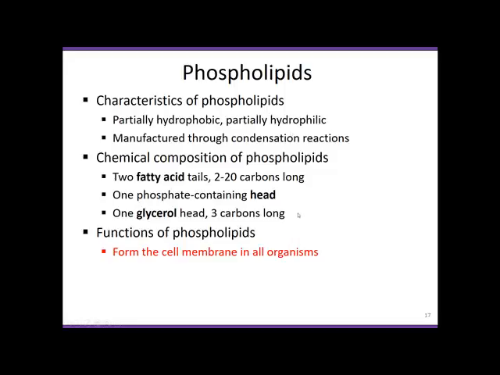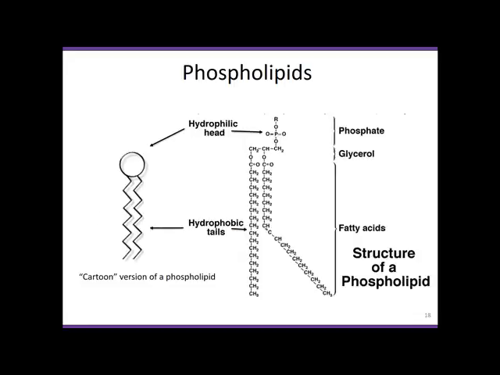Alright. And here's the single most important thing about phospholipids. They form the cell membrane in every living thing. No exceptions. They form our cell membranes. So we are made of about 10 trillion cells. Guess what? Every single one of those cells has a cell membrane made of phospholipids.